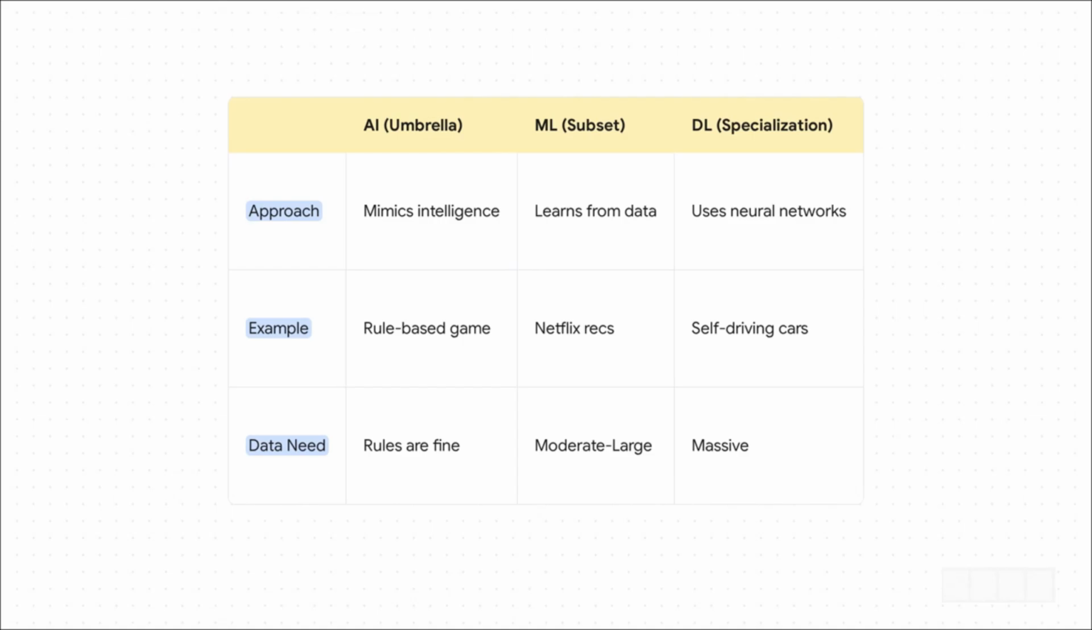Just look at the progression. AI is the big idea. ML is the subset that learns from data. Think Netflix figuring out what movie you'd like. And DL is the super specialized part that uses those deep neural networks and needs massive amounts of data for really tough jobs, like letting a self-driving car see the road.